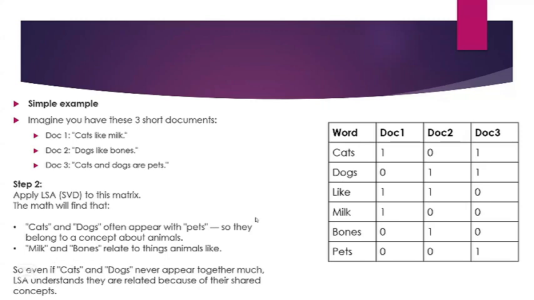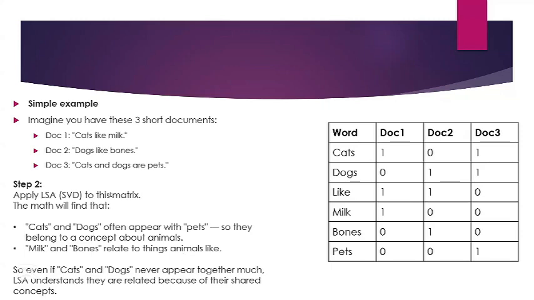So this is what the Lhasa understood, right? Lhasa now knows that there are two pets here, because cat and dog are pets. Then those belong to the animals, and milk and bones are related to the animals, right?